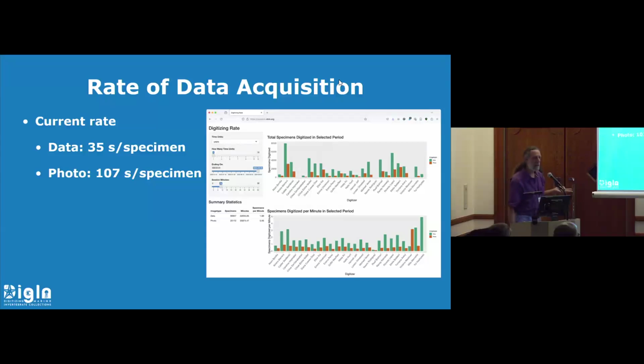It's divided into 2 categories. The green bars are where they just do a direct data entry, so those are much quicker. And we're at about 35 seconds per specimen on that for primary data capture. The orange-ish bars are where they have to take a picture. And so that's obviously a slower process. That's about 107 seconds per specimen. So that's where we are on data collection rates today.